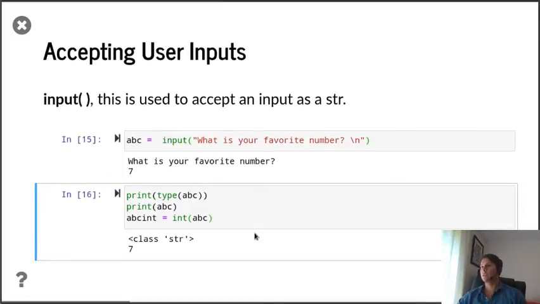If I execute this, we can see that the type of variable of ABC is a string. If I print the variable, it is 7. We can convert the string ABC to an integer by using the int function, and then ABC int is equal to the number 7. So that's a way you can ask the user for his favorite number.